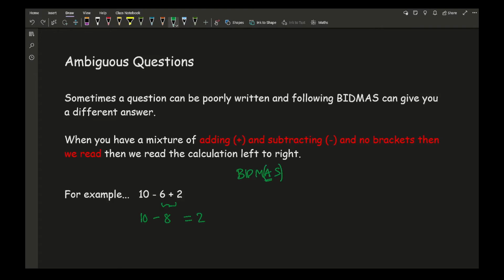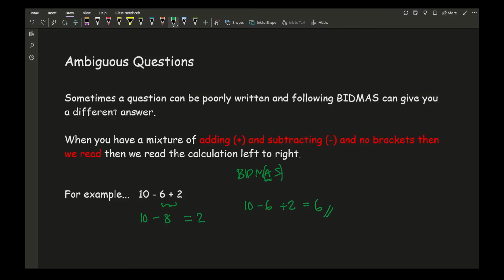Now, this is a poor question, and if you did do 10 take away 6 plus 2, your calculator would read this as 6, because it would do 10 take away 6 first, plus 2, which would give me 6. I'm just going to write my 6 a little bit better than that. So this is a pretty poor question.